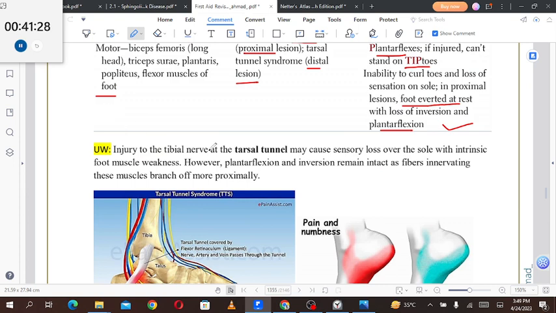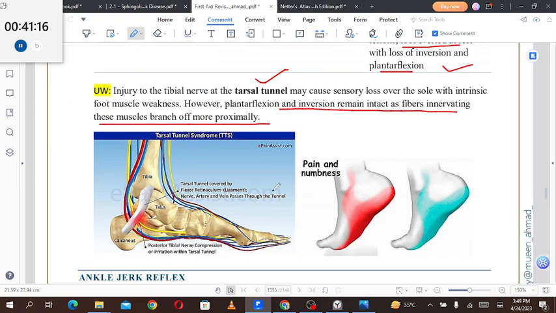UWorld point: injury to the tibial nerve at the tarsal tunnel may cause sensory loss of the sole with intrinsic foot muscle weakness. However, plantar flexion and inversion remain intact as the fibers innervating these muscles branch off more proximally. So remember the point that proximal and distal injury may present differently, like the one we saw for the ulnar nerve. The ulnar claw hand was not very evident with the proximal injury. It was there with the distal injury only. So the same is here.